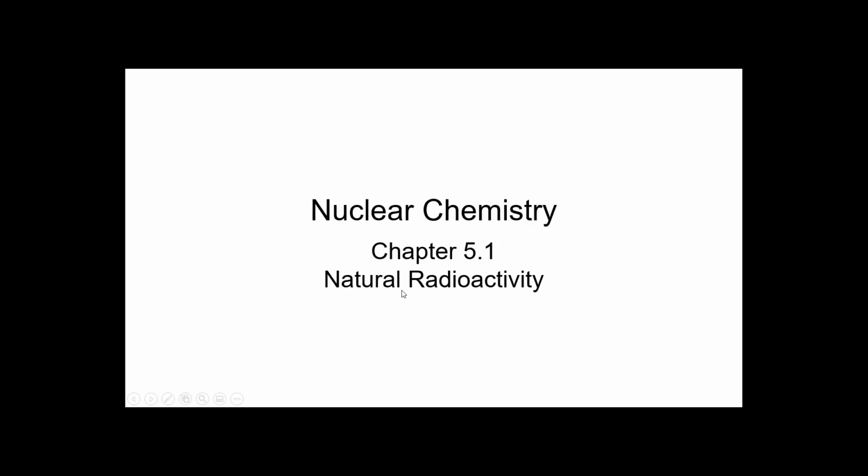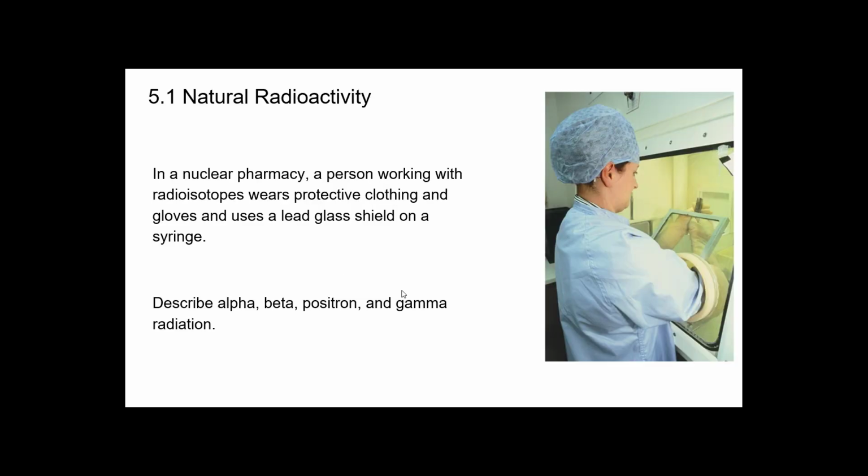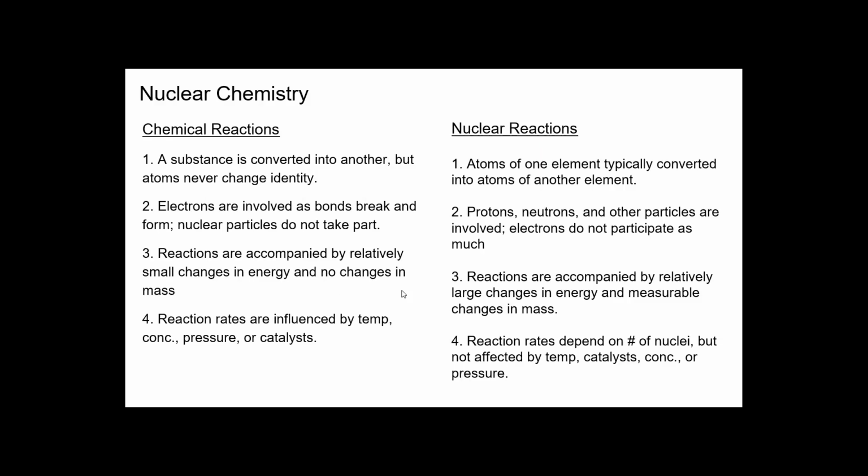Hi class, this is chapter 5 and we're going to be discussing radioactivity, otherwise known as radiation. We're going to be looking at different types of radiation such as alpha, beta, positron, and gamma radiation. Before we get started, I want to explain why I'm doing chapter 5 at the end. It's completely different chemistry than what we've covered, and I didn't want the class to get confused.